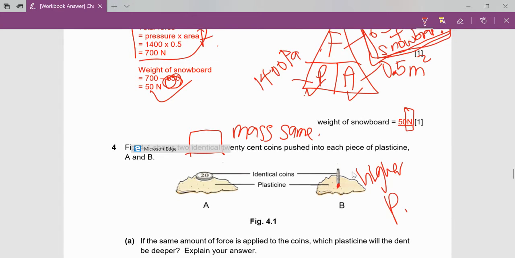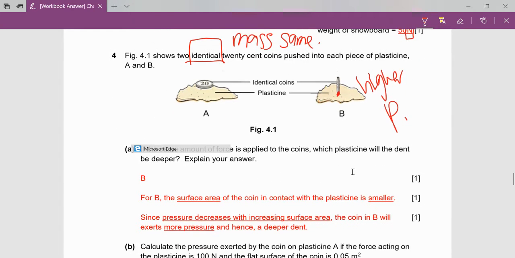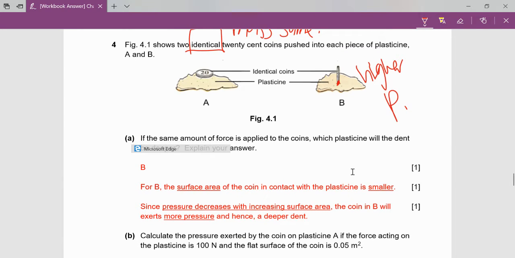So obviously the answer is B. Why? You have to know how to explain properly. So you must talk in relation to the question. Don't give me general answers. If you say smaller surface area has higher pressure, therefore the answer is B, then you cannot get full marks already.